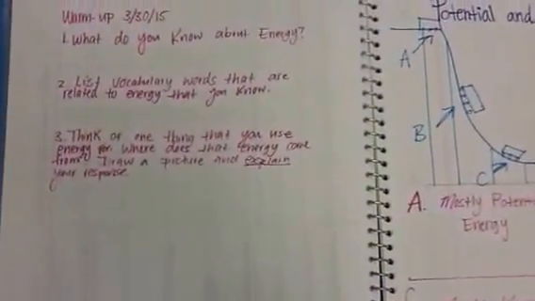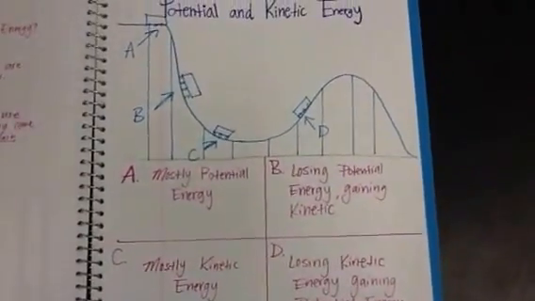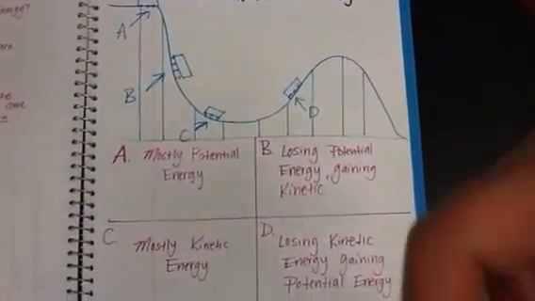On page 66 is a copy of your energy vocab chart. On page 67, you have a warm-up from March 30th, and across from that on page 68 is the potential and kinetic energy roller coaster example we talked about in class.